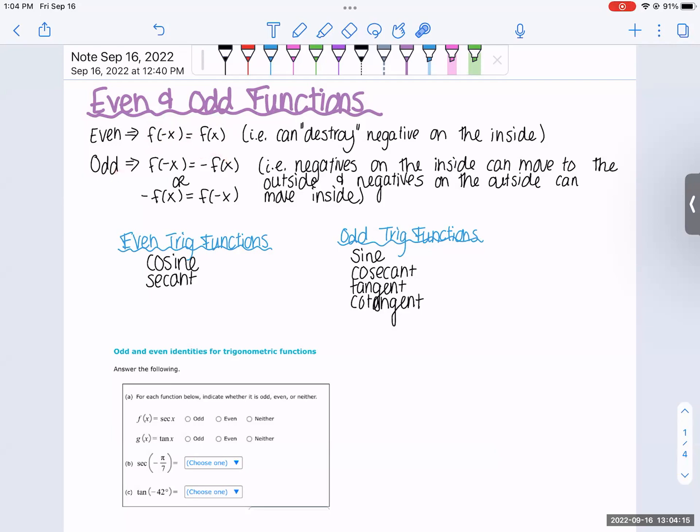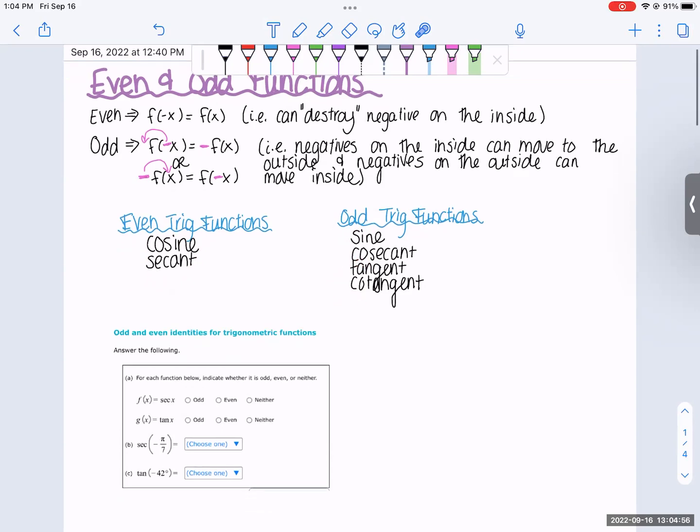If we're an odd function, that means that we can take a negative that's on the inside and move it to the outside. So this negative on the inside moved to the outside. Or we can take a negative that was on the outside and move it to the inside if we're an odd function. There are two even trig functions, cosine and cosine's soulmate in life, secant. They are both even functions. And then there are four odd trig functions, sine and cosecant, soulmates, both odd, tangent, cotangent, soulmates, both odd.